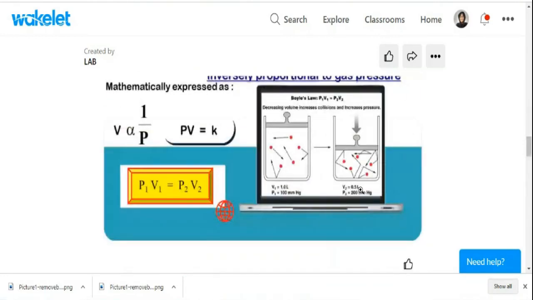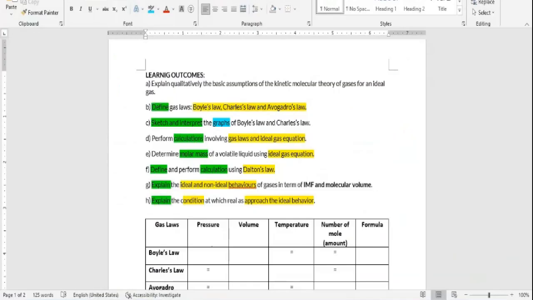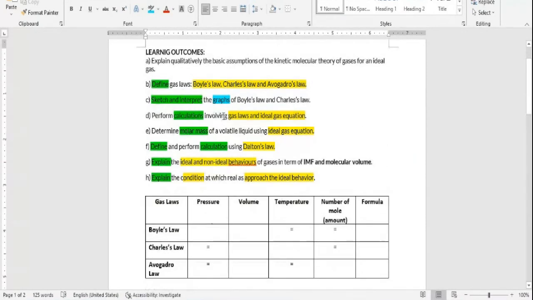So based on here, we are going to learn this chapter. We have to know how to define Boyle's law, Charles' law, and Avogadro law. Based on these 3 laws, we form an ideal gas equation. At the same time, we need to sketch and interpret the graph of Boyle's and Charles' law. And then we need to perform the calculation involving gas law and the ideal gas equation.